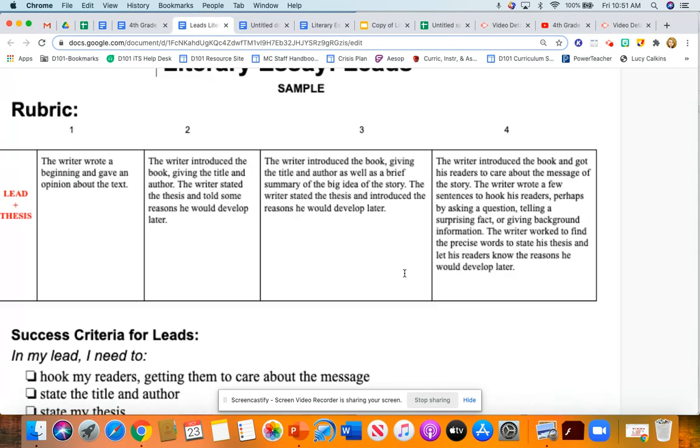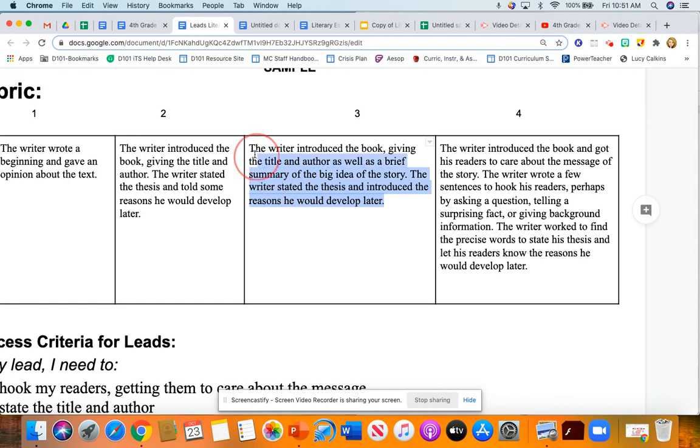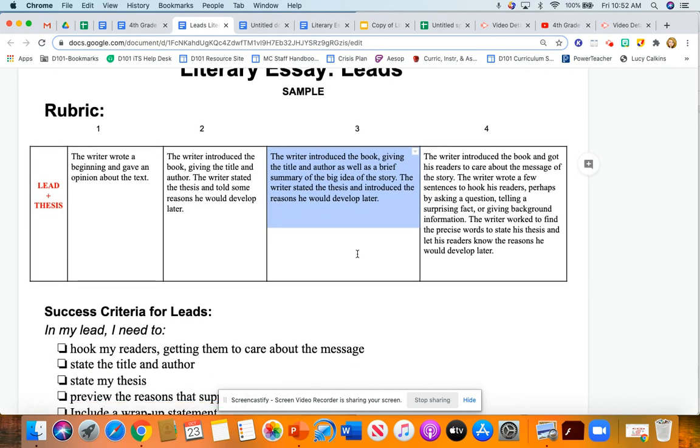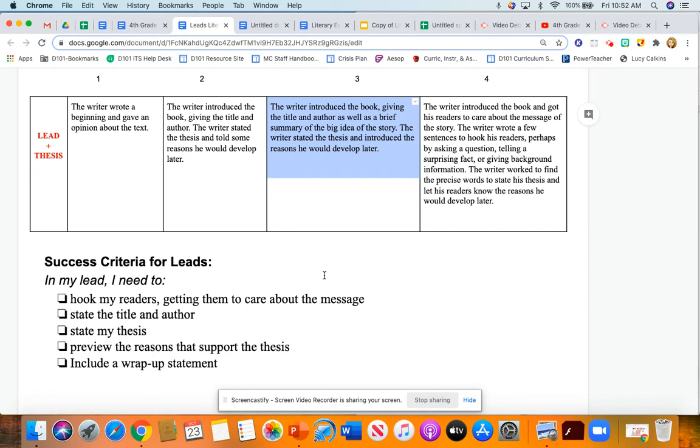For a lead, a writer is going to need to introduce the book and give a title and author as well as a brief summary of the big idea of the story or your thesis. The writer will state that thesis and introduce the reasons that he or she will develop later. So that's what we're aiming for, a level 3 4th grade literary essay lead. All those pieces of the puzzle come together to make a great lead.